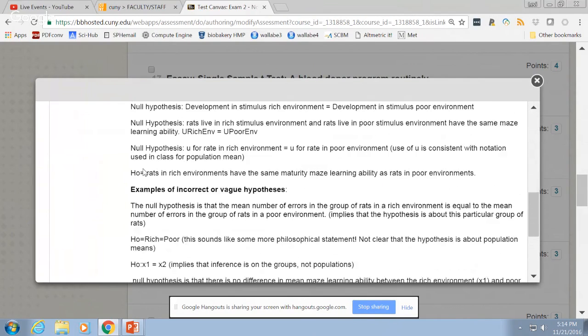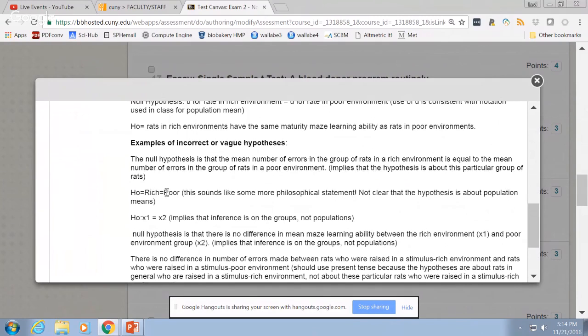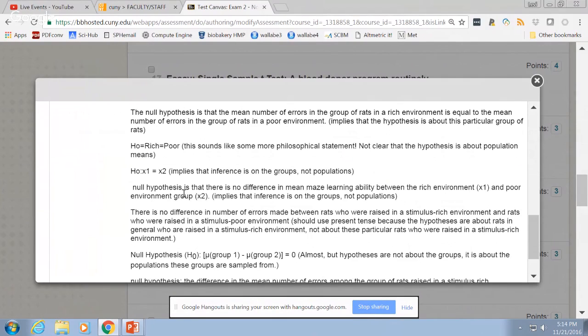So let's see another one. H0 equals rich equals poor. That one just doesn't say anything about means, so it's not a correct specification of the null hypothesis. H0 x1 equals x2. That one I consider not correct because we used x to mean sample means, and the hypothesis is not about the sample means.